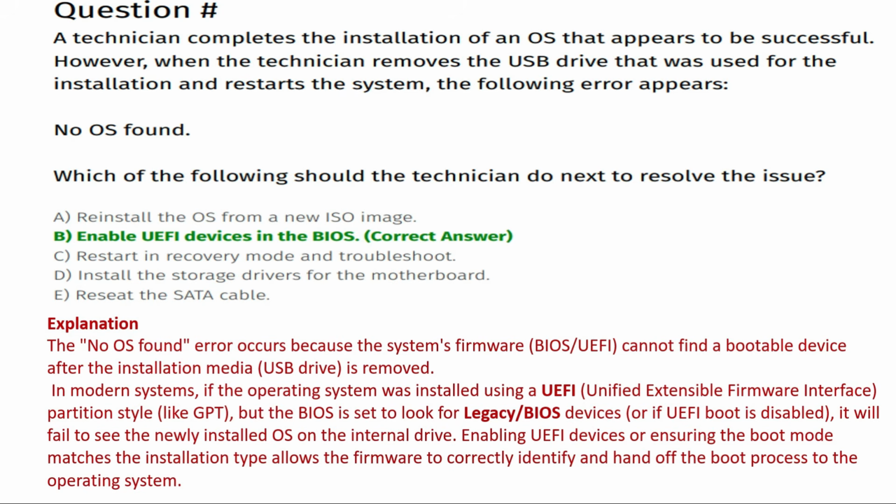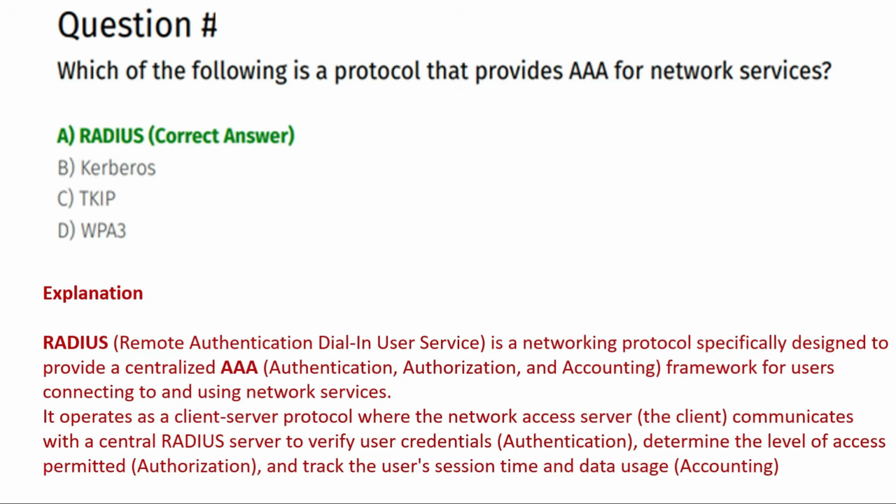So let's move to the next question. And the next question is, which of the following is a protocol that provides AAA for network services? Option A, RADIUS. Option B, Kerberos. Option C, TKIP. Option D, WPA3. And the correct answer for this question is option A, RADIUS.